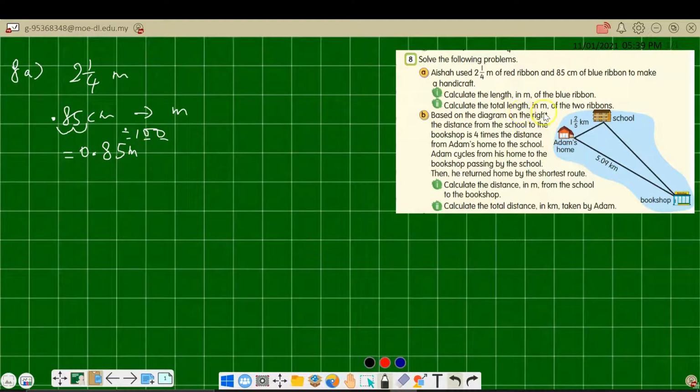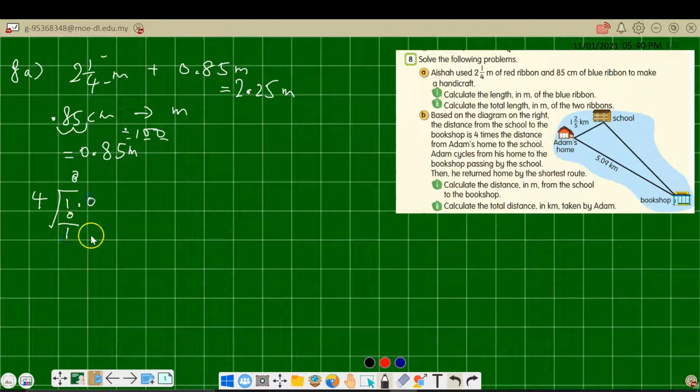Find the total length in meters of the 2 ribbons. So total length you have to plus. So the red is 2 and 1/4 meter and the blue is 0.85 meters. 2 and 1/4 equals 2.25 meter because 1 over 4 is 1 inside divided by 4.